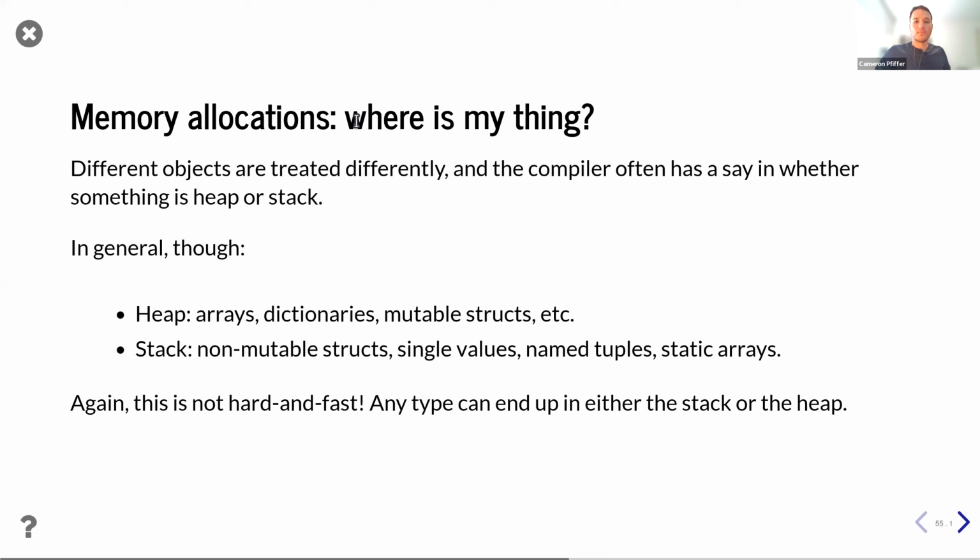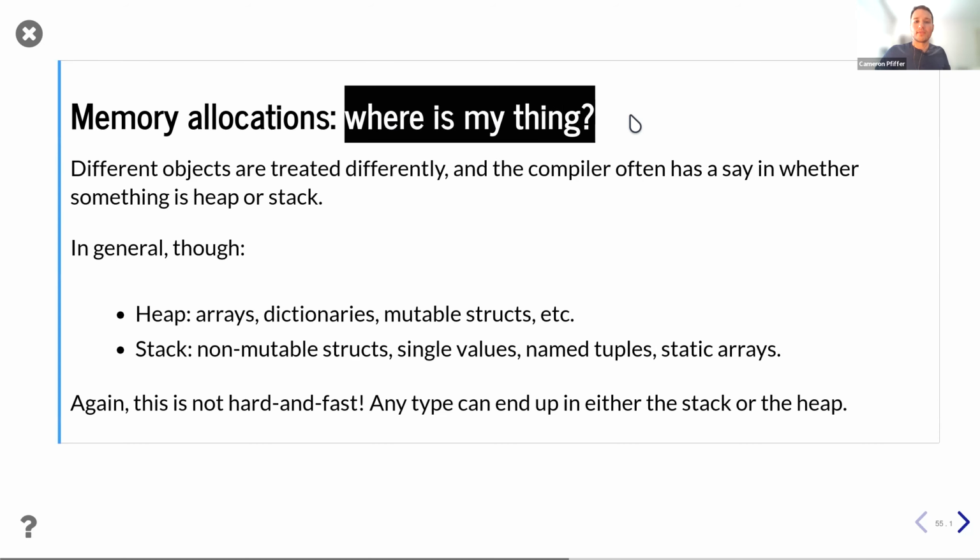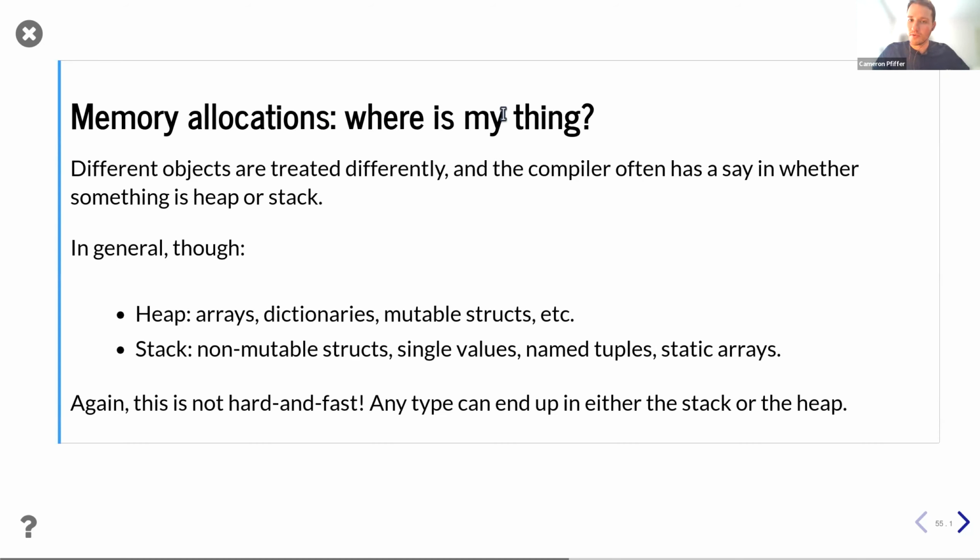So where your thing goes when you create a new object or struct or type is kind of at the compiler's discretion. But in general, there's a couple of rules. Things that typically go on the heap are arrays, dictionaries, mutable structs, things like that. These are relatively big objects that are mutable that you need to swap in and out or access later. You know that you're going to have them a long time, things like that.